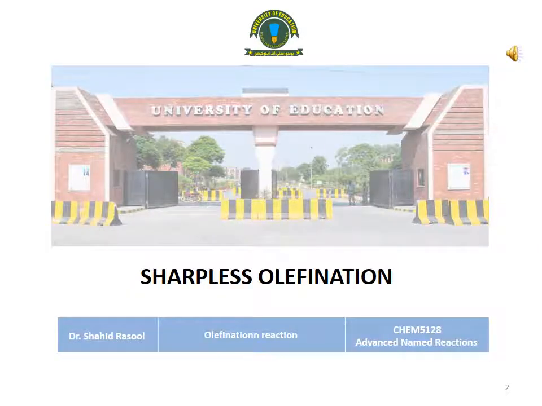Dear students, today we are going to discuss another method for olefination, that is, creation of a carbon-carbon double bond, which is known as Sharpless olefination. Basically, this method is olefination from alkyl halides. So we will discuss it in detail.